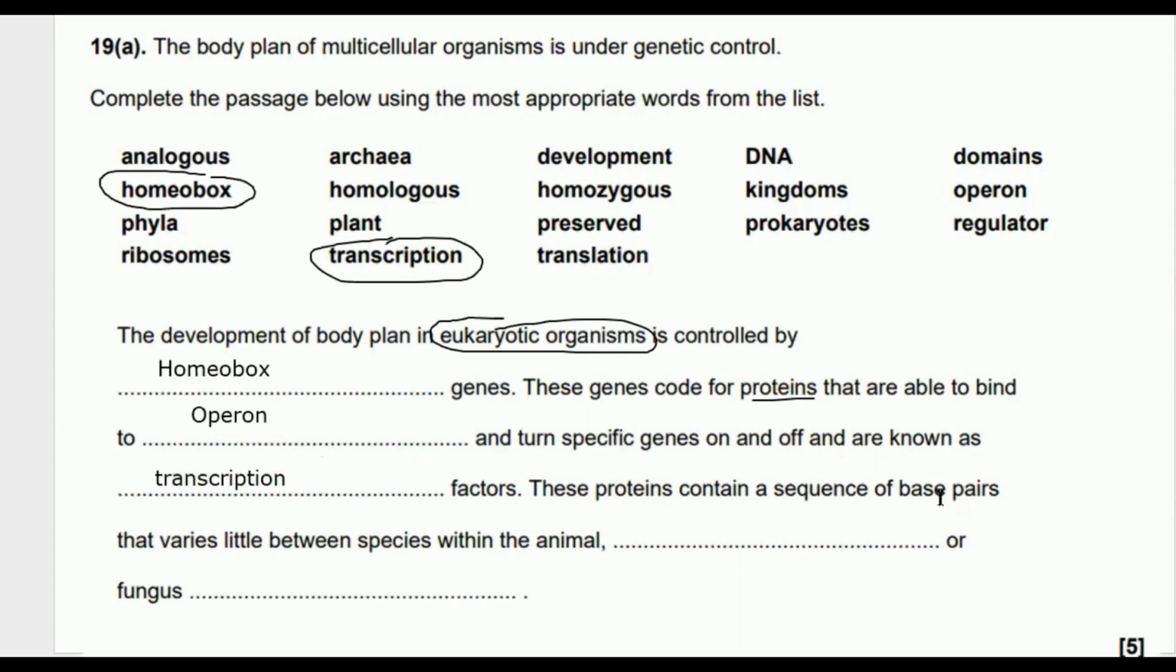These proteins contain a sequence of base pairs that varies little between species within the animal, something, or fungus. What were the 3 eukaryotic kingdoms, guys? So we've got animal, and we're looking at plant or fungus kingdoms. And there are your answers. So homeobox, operon, transcription, plant, and kingdoms. Super. Hope you got 5 out of 5.